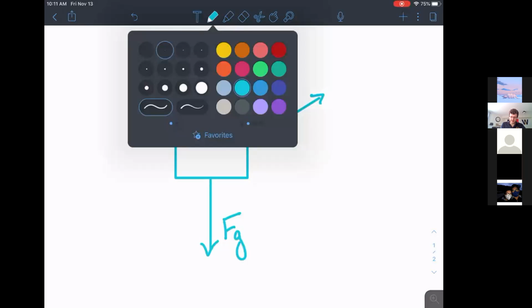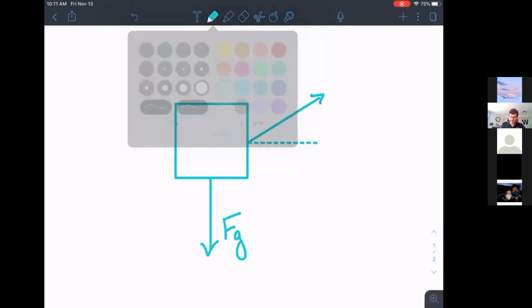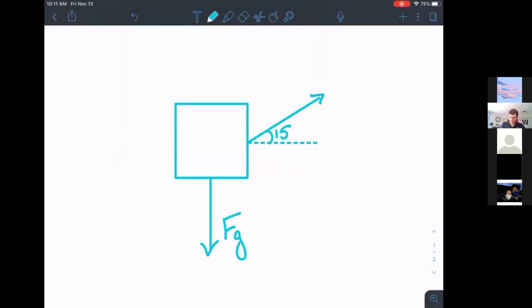And that angle, I'm just going to label it now, is going to be 15 degrees. And that's our tension force. Any other forces? String. What force? Oh wait, never mind. Let me give you a hint. There's two more.